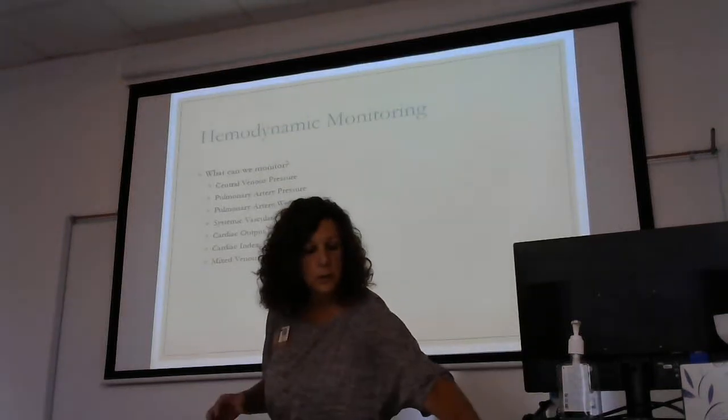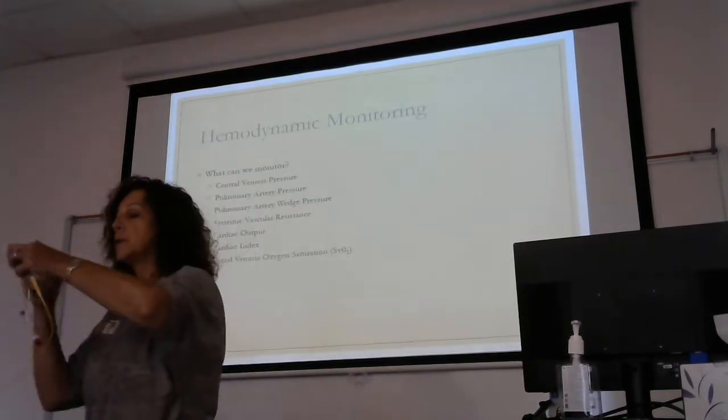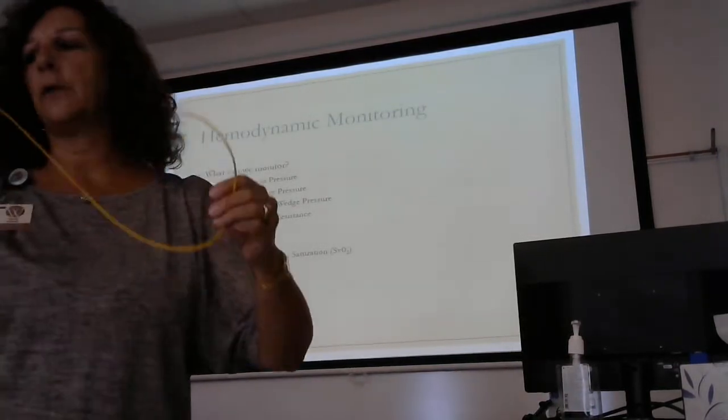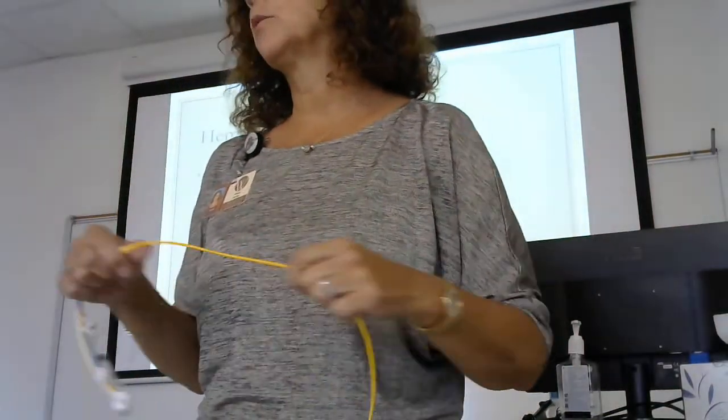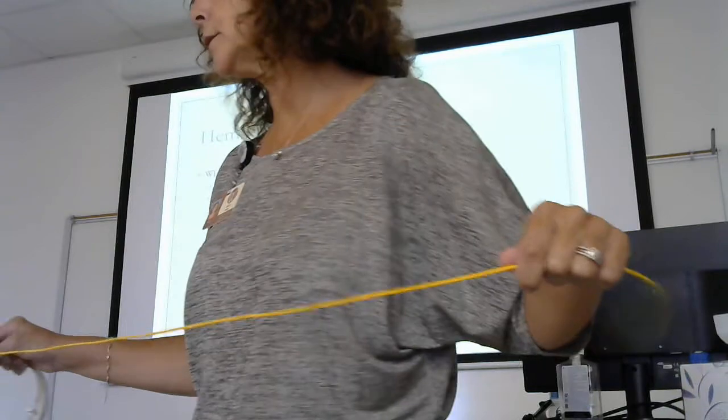What can we monitor with these really cool things we call PA catheters? This is one type of PA catheter. It happens to be a Swan-Ganz catheter. It's a brand of catheter. What can we monitor with a catheter that sits directly in the pulmonary artery? All kinds of neat things, okay?